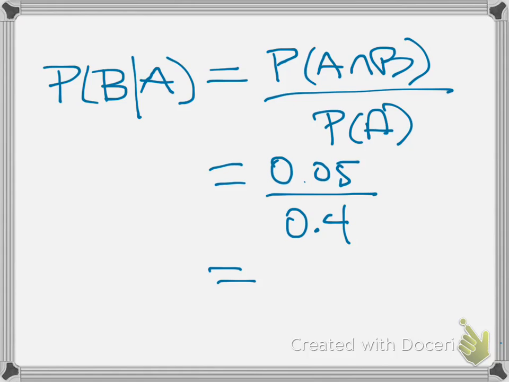So when we reduce this, we have, the probability of event A and B occurring is 5%. The probability of event A alone occurring is 40%. You reduce that and you get a probability of 12.5%. So that means that given that a randomly chosen person reads the New York Times, 12.5% of them will also read USA Today.